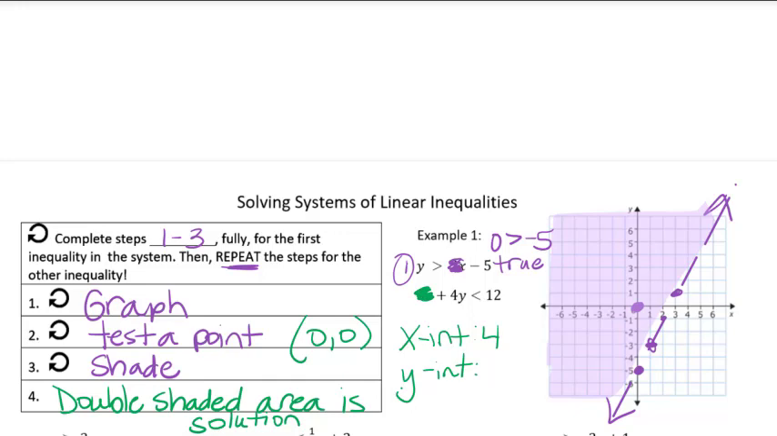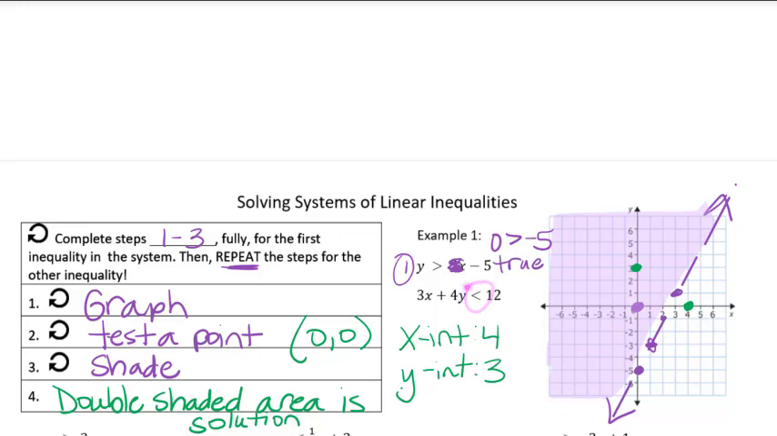And then I'm going to repeat that process, but I'm going to cover up the x this time. And I have 4y is less than 12, so I'm going to divide by 4 to figure out what the y is. And 12 divided by 4 is 3. Now that I have my two intercepts, I'm going to go ahead and graph them. X-intercept is 4, so on the x-axis, go to 4. My y-intercept is 3, so on the y-axis, I'm going to go to 3.